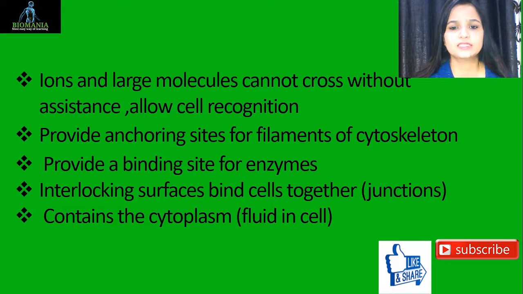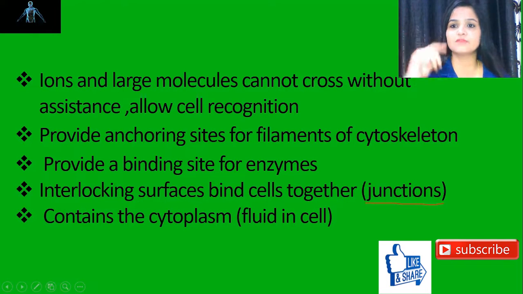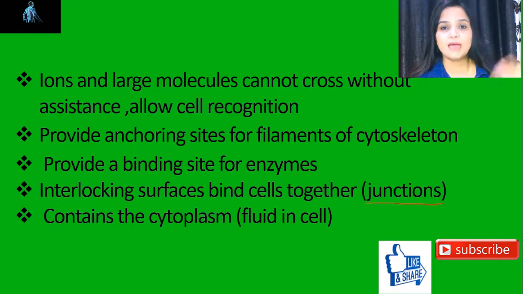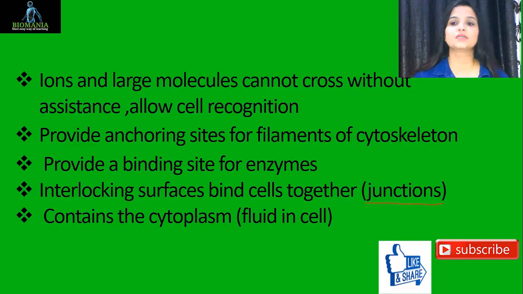Interlocking surfaces bind cells together, that is the junctions. These are kinds of junctions. One type of junction we have studied in our MCQ is the desmosome, and tonofibrils is the second name of desmosomes. So these types of junctions, just like plasmodesmata, or interlocking surfaces, bind cells together. So it is also helping in binding cells with each other. Otherwise they could be free in ECF and go anywhere. So the binding is most important.